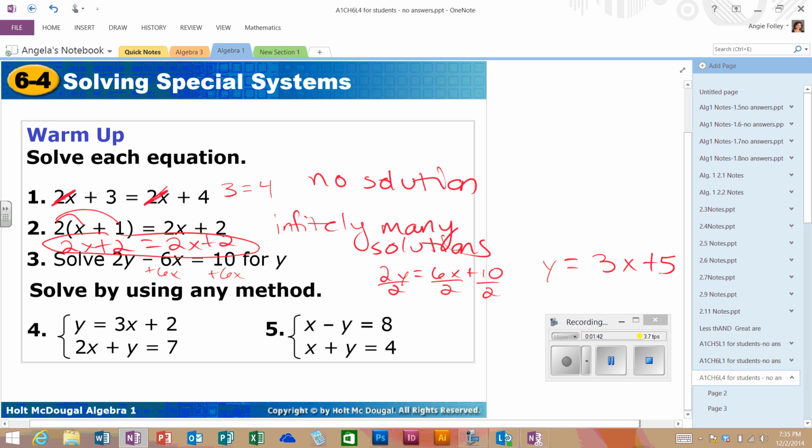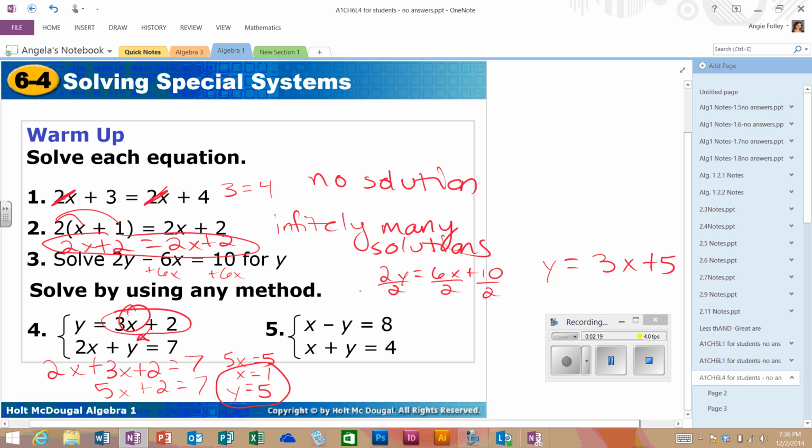So for this one, I'm actually going to substitute, because this is already solved for y. I'm going to substitute it into that y. So I get 2x plus 3x plus 2 equals 7. So then I get 5x plus 2 equals 7. Then if I move things over, I get 5x equals 5. So x is equal to 1. If I plug that back in up here into this x, I'll get y is equal to 5. So there's my two solutions.